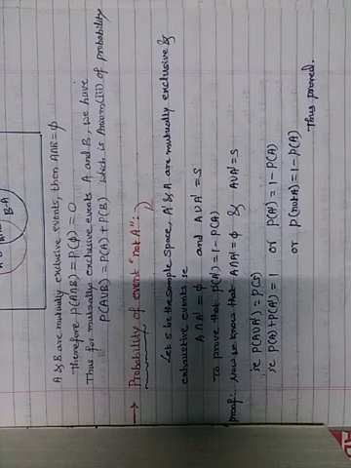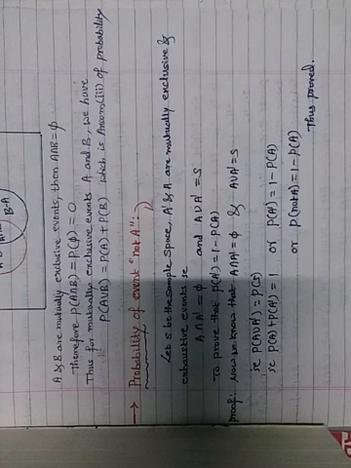Prove that probability of not A is equal to 1 minus probability of A. How do you prove this? So let us see.